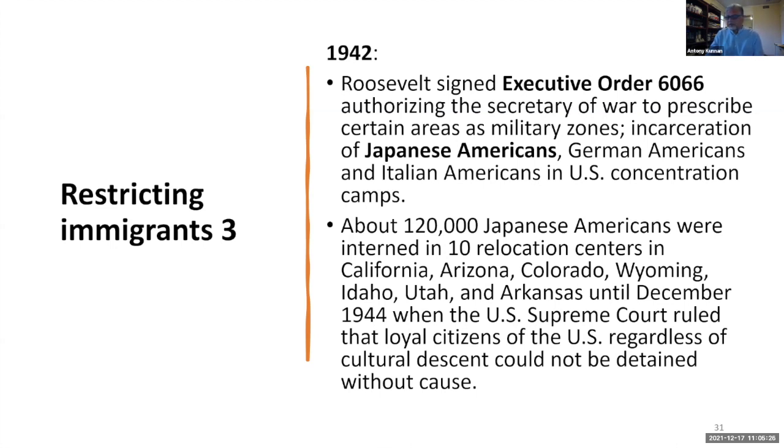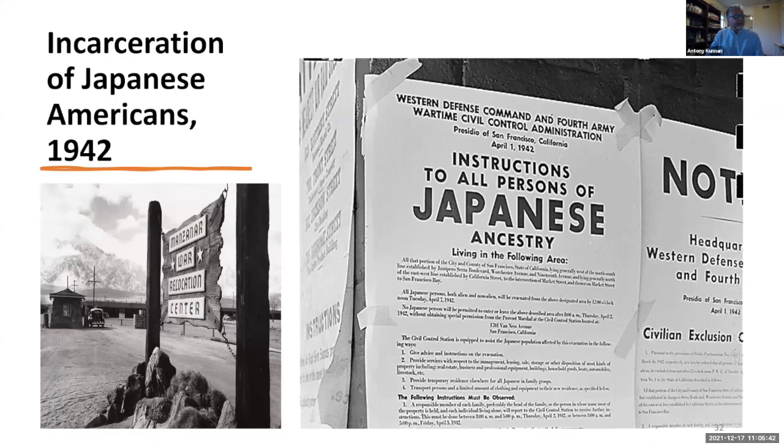There's a well-known center in Manzanar, which is in the eastern part of California, on the way to Las Vegas. And there is a plaque and a small museum dedicated to the whole event. Here's a poster that was common in the 1940s, 1942 onwards, that indicated what people of Japanese descent had to do.